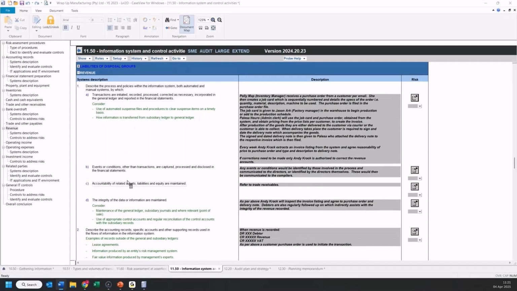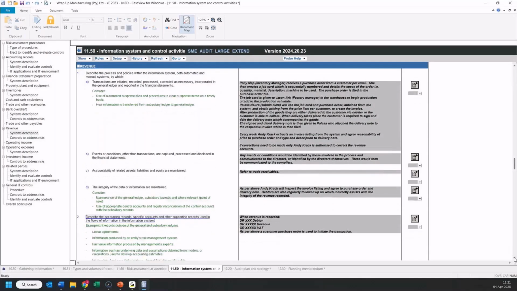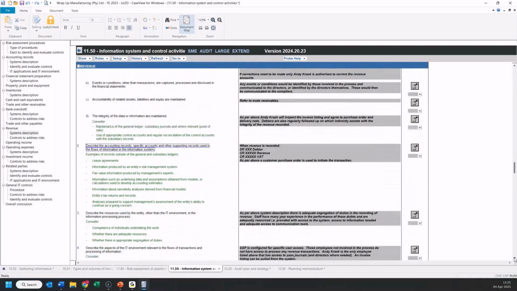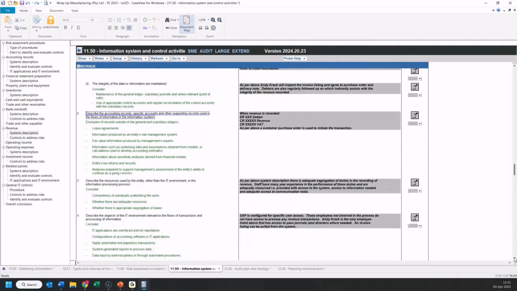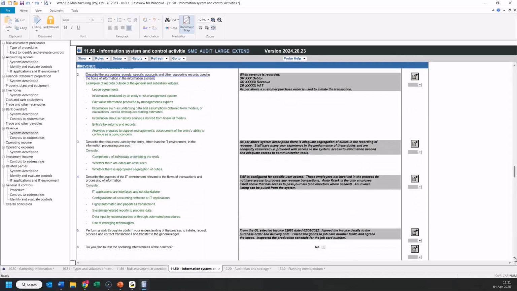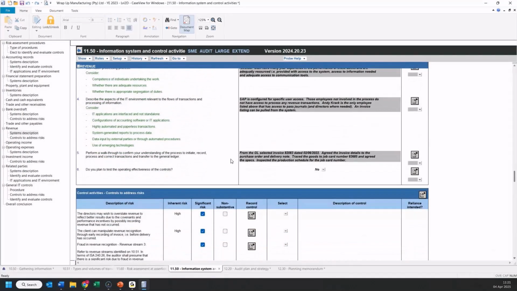All right, so you've been prompted to document your flow of information, the processes, the policies, the accounting records, any specific accounts, etc. We've even included an example of the entry that is used to record the revenue and split the VAT out, considerations around IT, all those things. We are then asked, do you plan to test the operating effectiveness of controls? Because if you are, then we're going to need to identify which controls we are going to test. We said for now, no, we're not going to do that.